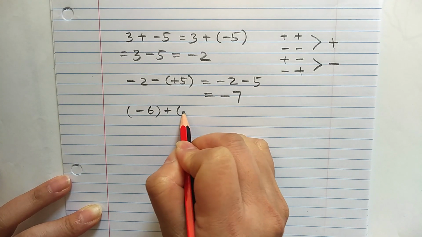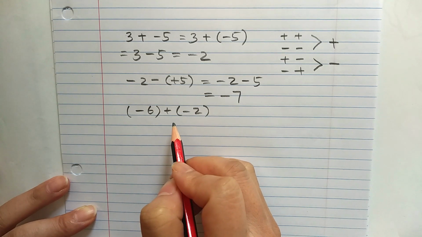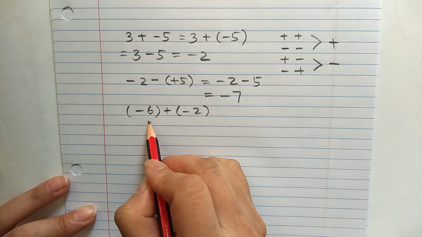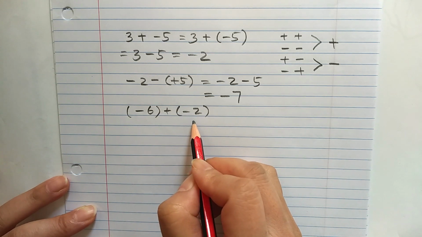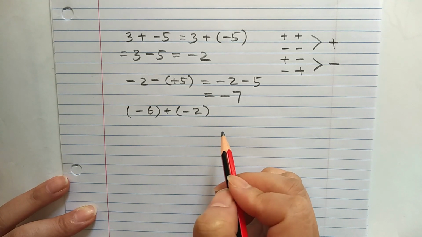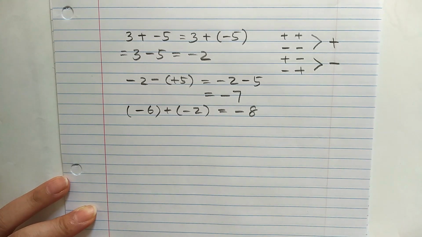Negative 6 plus negative 2. Before you change the signs, let's say you have a bag of negative 6 and another bag of negative 2. If you combine those two bags in one, what's in the bag? It is negative 8.